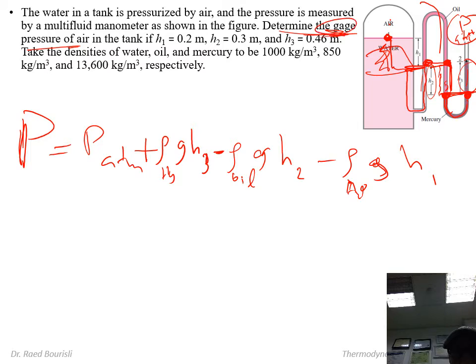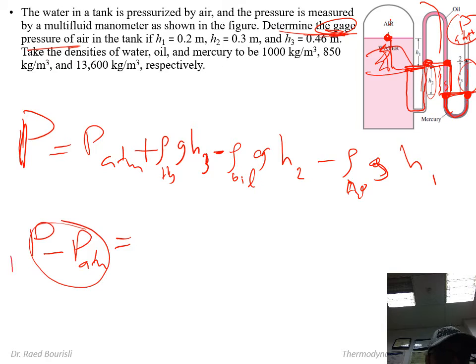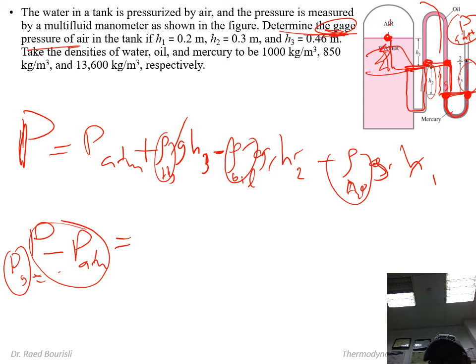You have to pay attention to the units. First of all, you have to pay attention to the gauge. So the gauge is the pressure minus the atmospheric pressure. So this is the difference, the pressure above the atmospheric pressure, and this is P gauge. This is equal to this. You substitute, you know all the g's, all the h's, and all the densities.